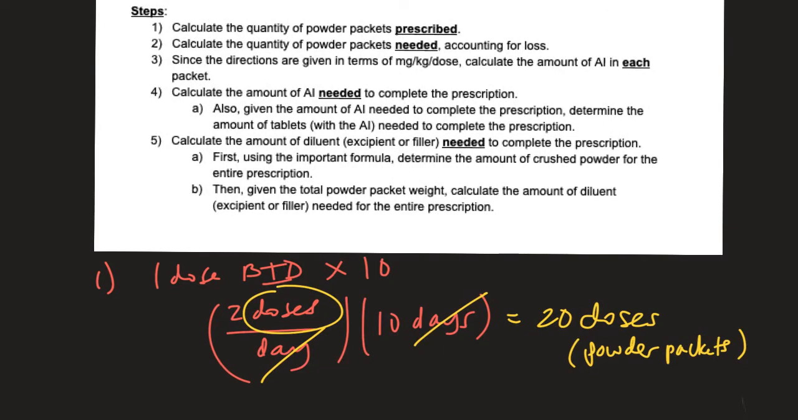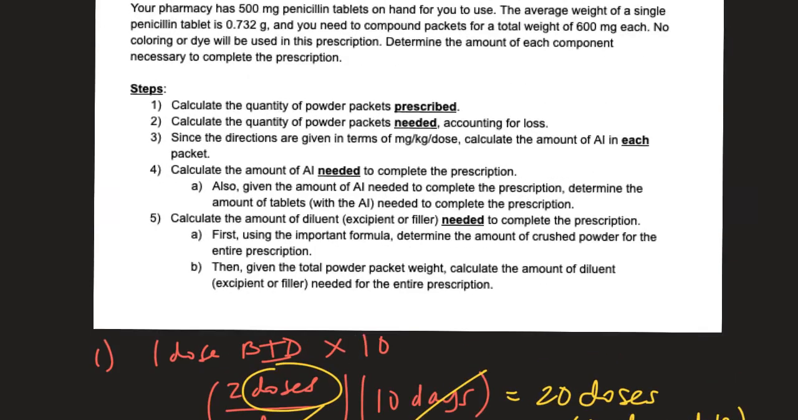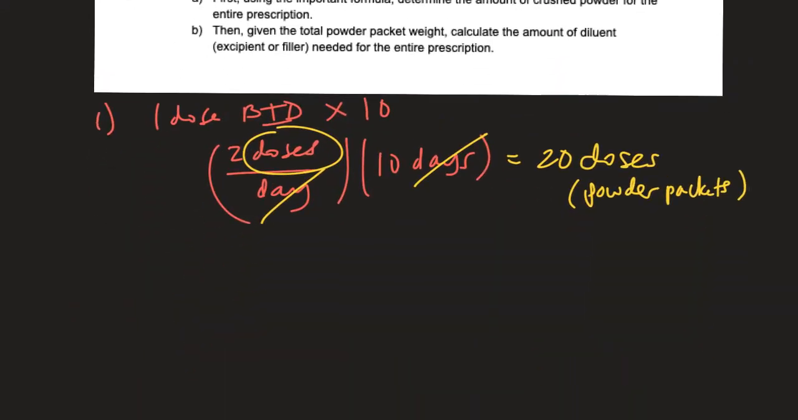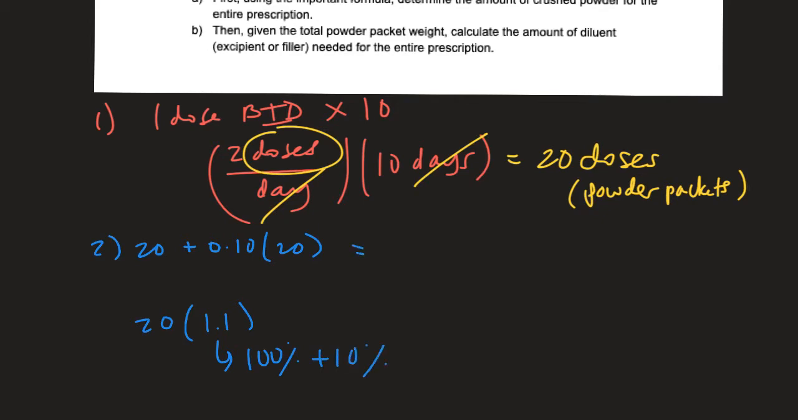Step 2, we're going to calculate the quantity of powder packets needed, accounting for loss. So as I said earlier, we're going to calculate for loss 10% extra packets. You can do it 2 ways: 20 plus 10% of 20, or you can do 20 times 1.1, since this 1.1 accounts for 100% plus a 10% extra. So that would give you 22 packets either way.